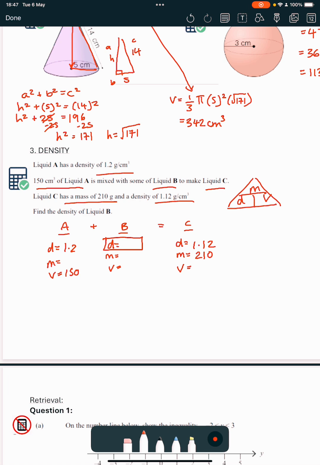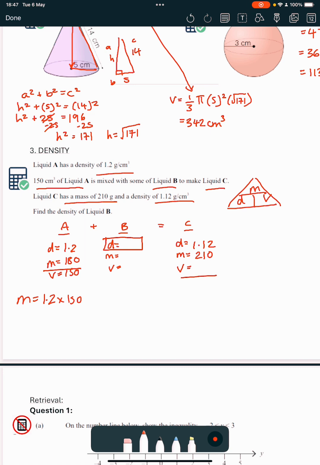Now I can't just do 1.12 take away 1.2. Obviously that's not going to work, it's going to give me a negative. So we just kind of start by filling in the gaps. So the first thing I'm going to do is find the mass of A, and mass is density times volume. So we'll type in 1.2 times by 150, which will be 180.